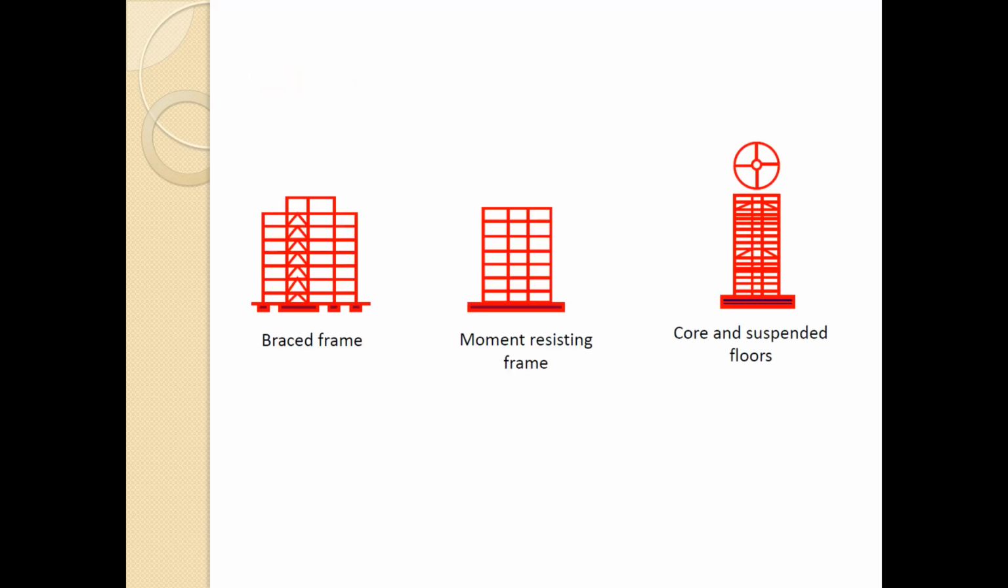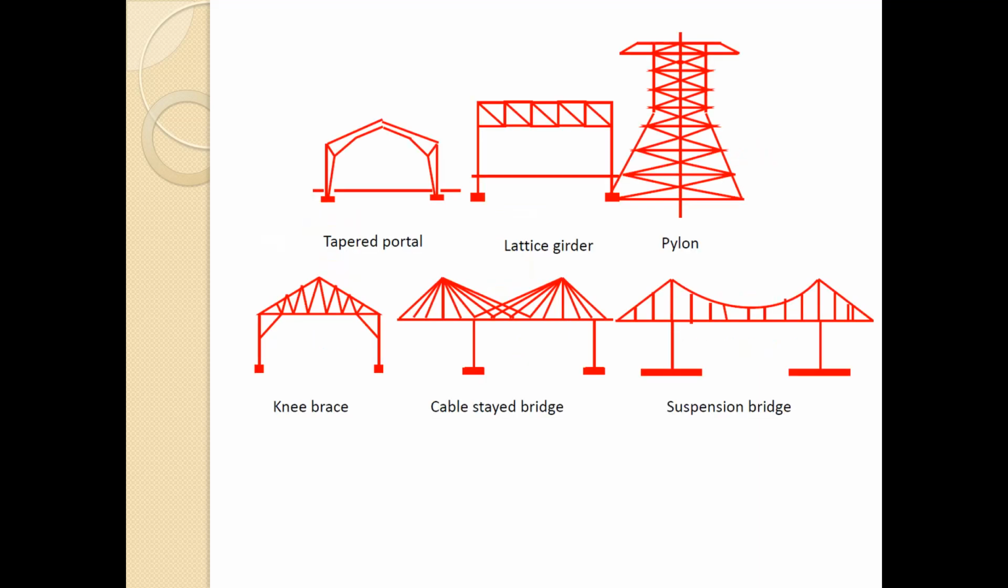So here you can see some structures made using steel, that is braced frame, moment resisting frame, core and suspended floors, tapered portals, lattice girder, pylon, knee braces, cable stayed bridges, suspension bridges.